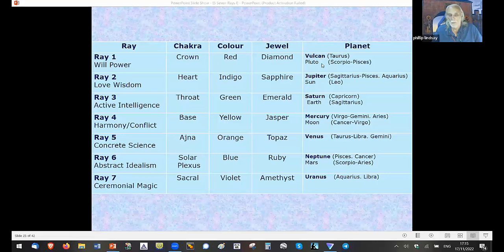The bolded planet is the so-called sacred planetary ruler of each of these rays, okay? The unbolded planet is the non-sacred co-ruler of that ray. And I've given Vulcan as the esoteric ruler of Taurus here, and of course Pluto is the exoteric ruler of Scorpio, esoteric ruler of Pisces.